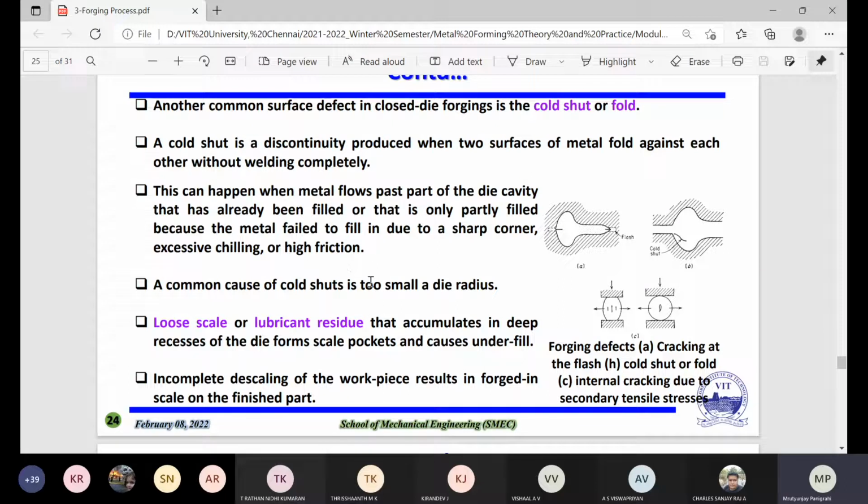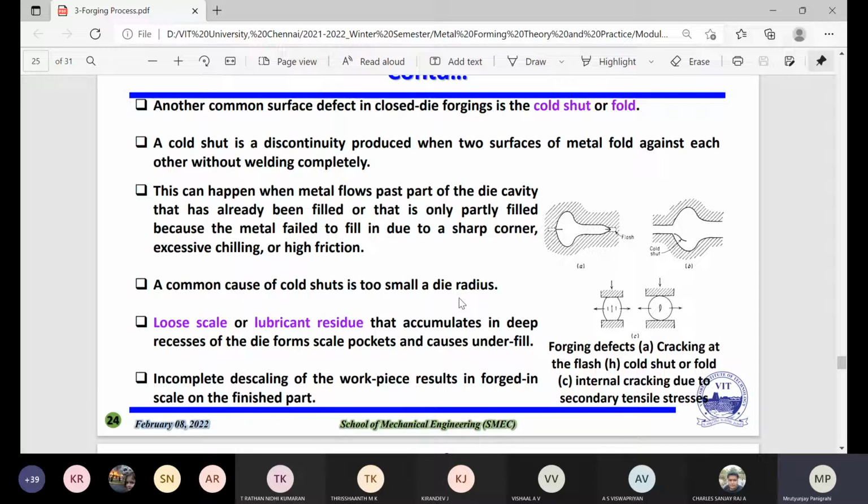So that means some of the parameters you are getting here. That means excessive chilling is there, or maybe the corner is very sharp, so again it is passing, or maybe some high friction is there, so that again it is trying to go inside. A common cause of the cold shot is too small a die radius.